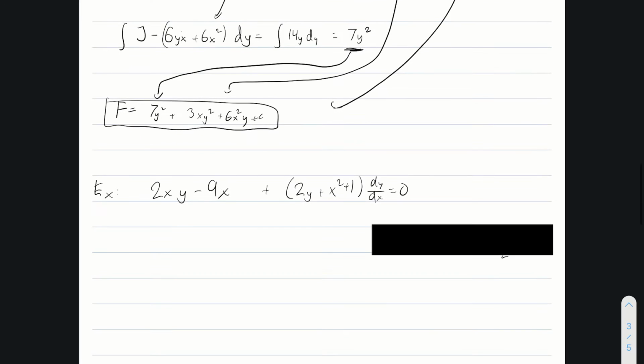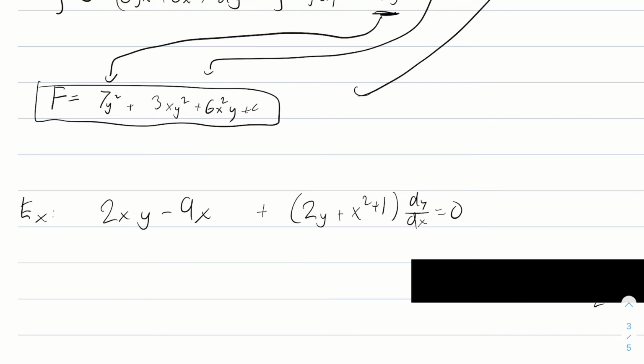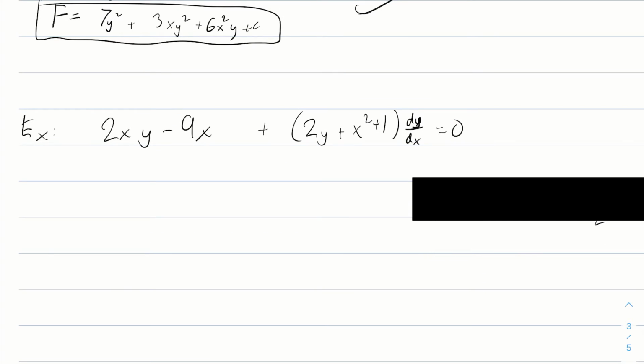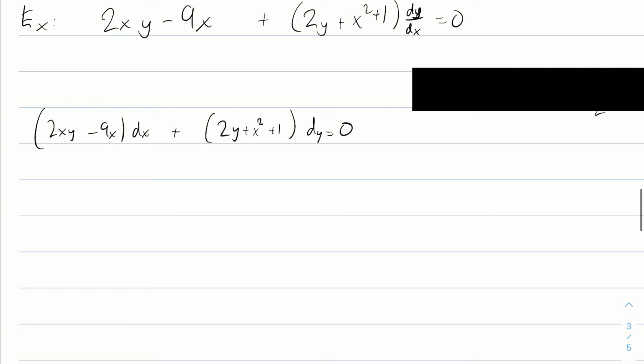Okay, so this is the first example I've got right here. 2xy minus 9x plus 2y squared plus x squared plus 1 dy dx equals 0. Well, actually, let's write y prime. But that was really for nothing because we're just going to change it back to dy over dx. Okay, so let's just multiply everything by dx. So (2xy minus 9x) dx plus (2y plus x squared plus 1) dy equals 0. And now we're going to check for exactness.